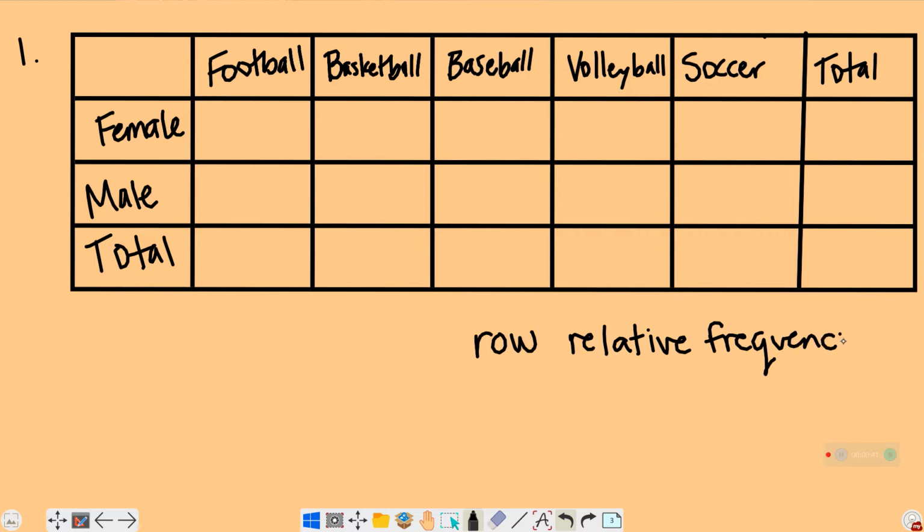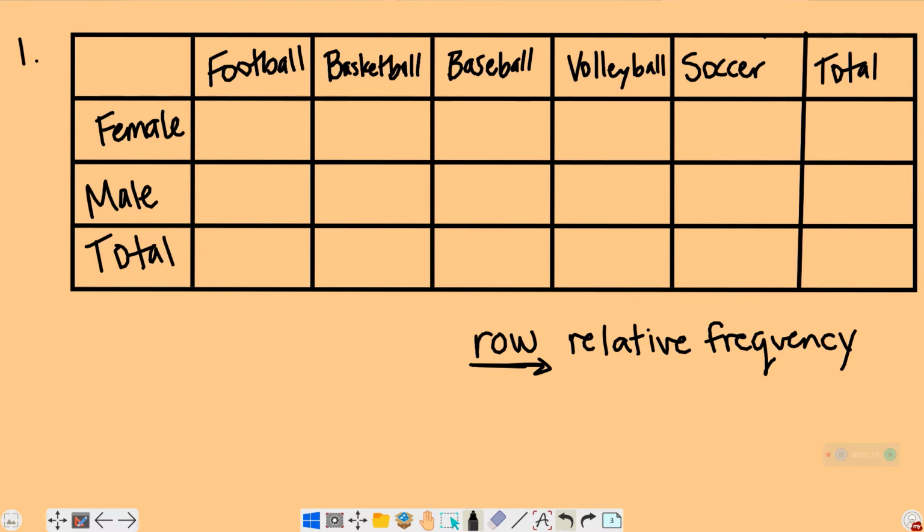This is the key. Row. Rows go this way. Columns are up and down, but rows are left and right. So calculate the row relative frequency for the female row and the male row. Write the row relative frequencies beside the corresponding frequency in each table below. So you're going to write the decimals for each piece in the table that's already there, right next to the numbers that you see.